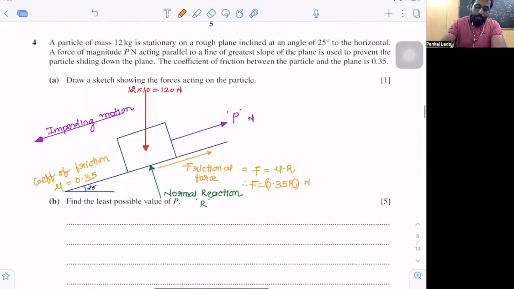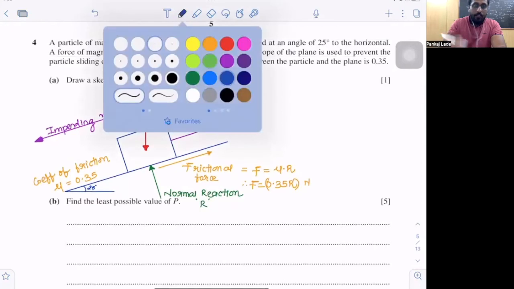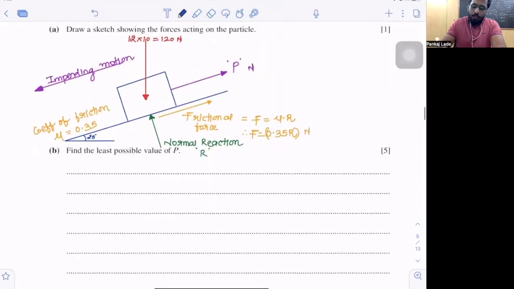So if I draw the FBD, we are just going to transform the body into a particle. So this is the particle that we are talking about. Its mass is 12 kg, so the weight force becomes 120 newtons, acting in the vertically downward direction. So I can show this force acting vertically downward. That's 120 newtons.